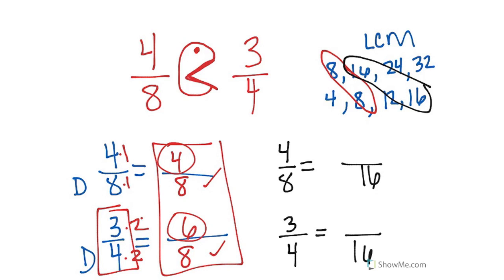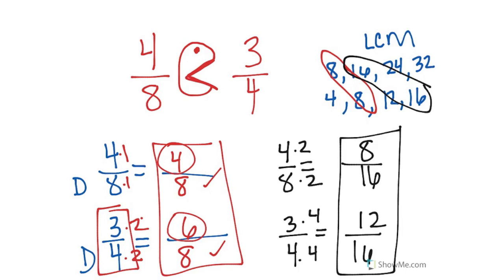All right, let's do this. 4 times 4 is 16. What you do to the bottom, you must do to the top. 3 times 4 is 12. 8 times 2 is 16. 4 times 2 is 8.